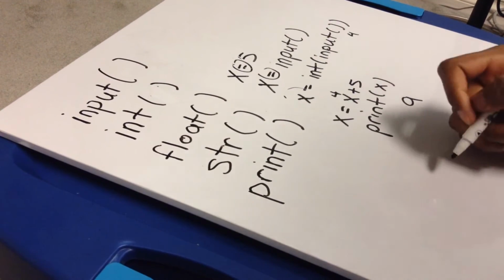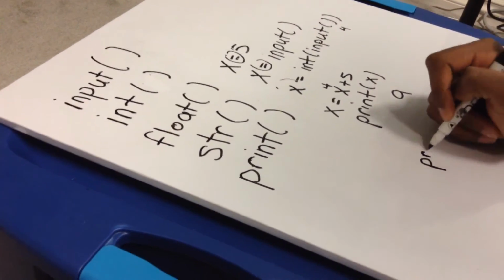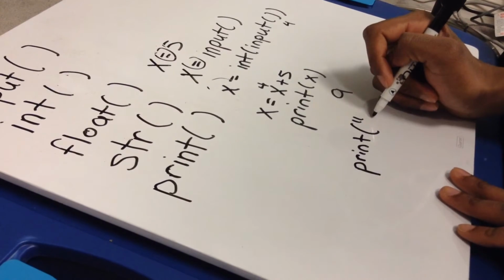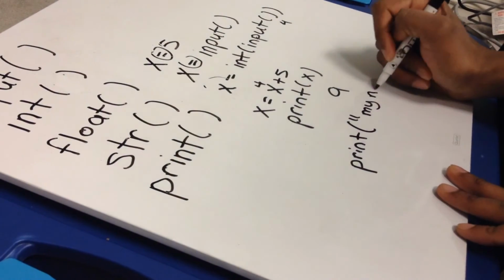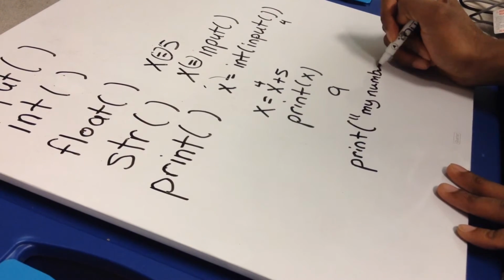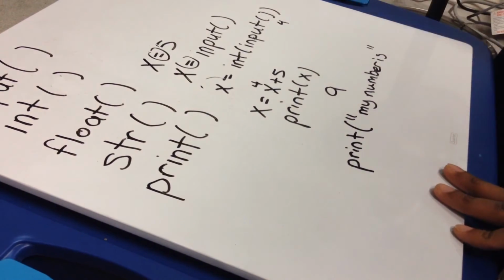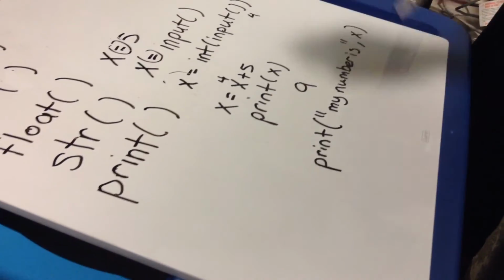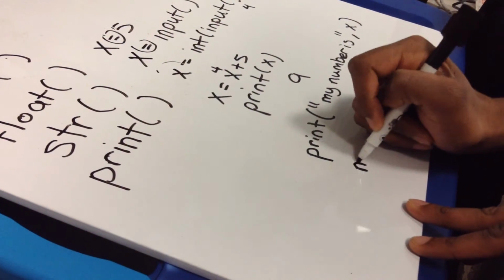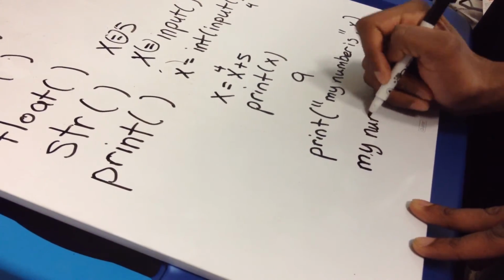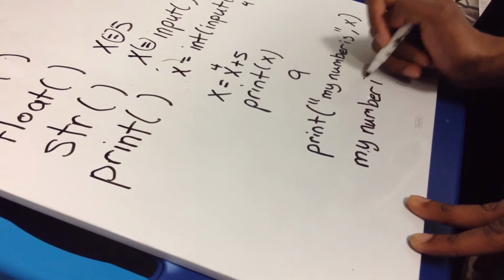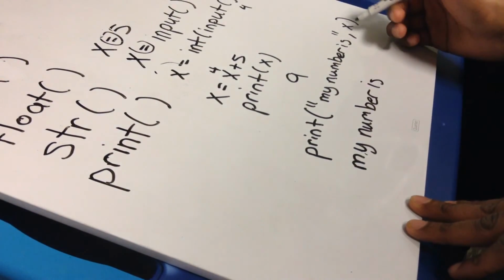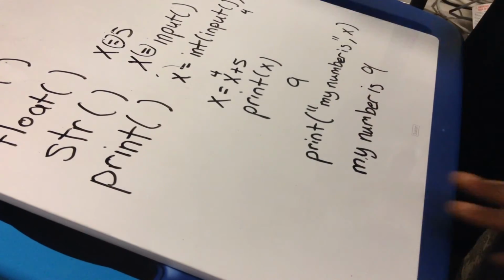And the last thing I want to talk about in the print function is, if you write print, and put quotation marks, you can say "my number is," and then if you put a comma and the variable that you just had, Python will literally print out my number is, because it was in the quotations, and it will skip the comma because it's telling you to move on to the variable, and it'll print out 9.